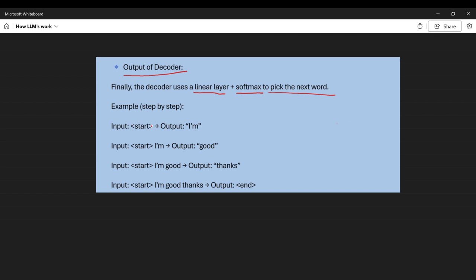What happens is, at the start, this is the output of the decoder. At the start, there's nothing as an input, it's empty. And the output will be "I am." Then the next step, "I am" will be the input, and the output will be "good." The next step, the input will be this entire thing, "I am good," and the output will be the next token, which is "thanks." And the next step, which is the last step, the input will be "I am good thanks," and that's it, the end of the sentence.